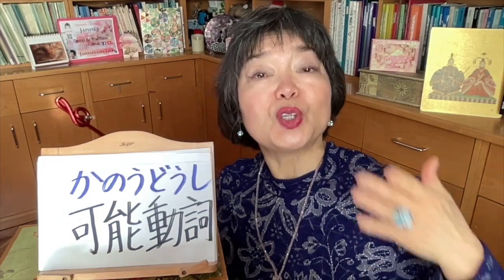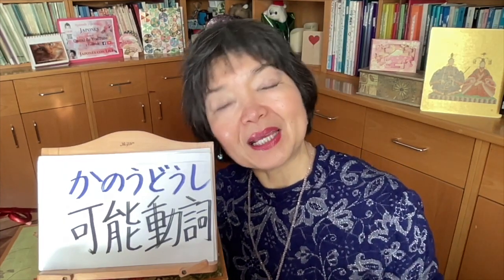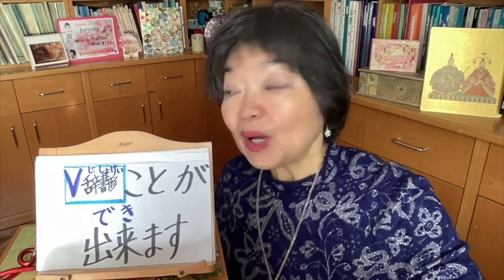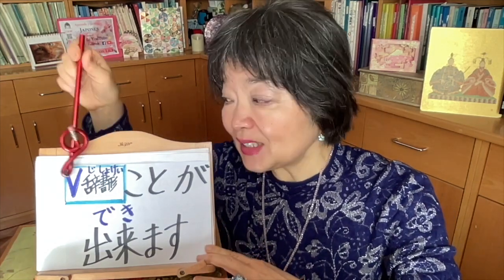And it means you can. Yes, I can. You can. 可能動詞. This is capability or possibility, ability. For example, I can come. I can go. I can sleep. I can eat. I can drink. Like this. Actually, in JLPT N5, we already studied this form.